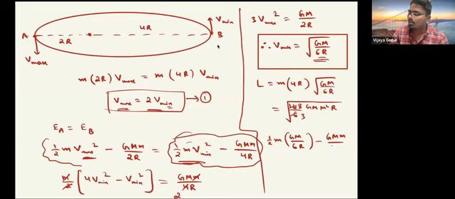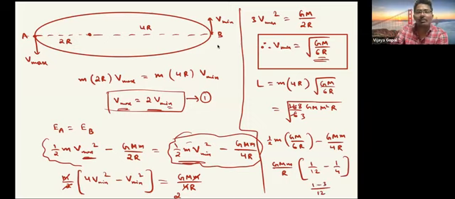GMm by 4R. So if I take GMm by R common, what is left out? 1 by 12 minus 1 by 4. What LCM can I take? 12. 1 minus 3, so minus 2 by 12. Minus 2 by 12 means minus 1 by 6. So the answer is minus 1 by 6 GMm by capital R. Is that clear?